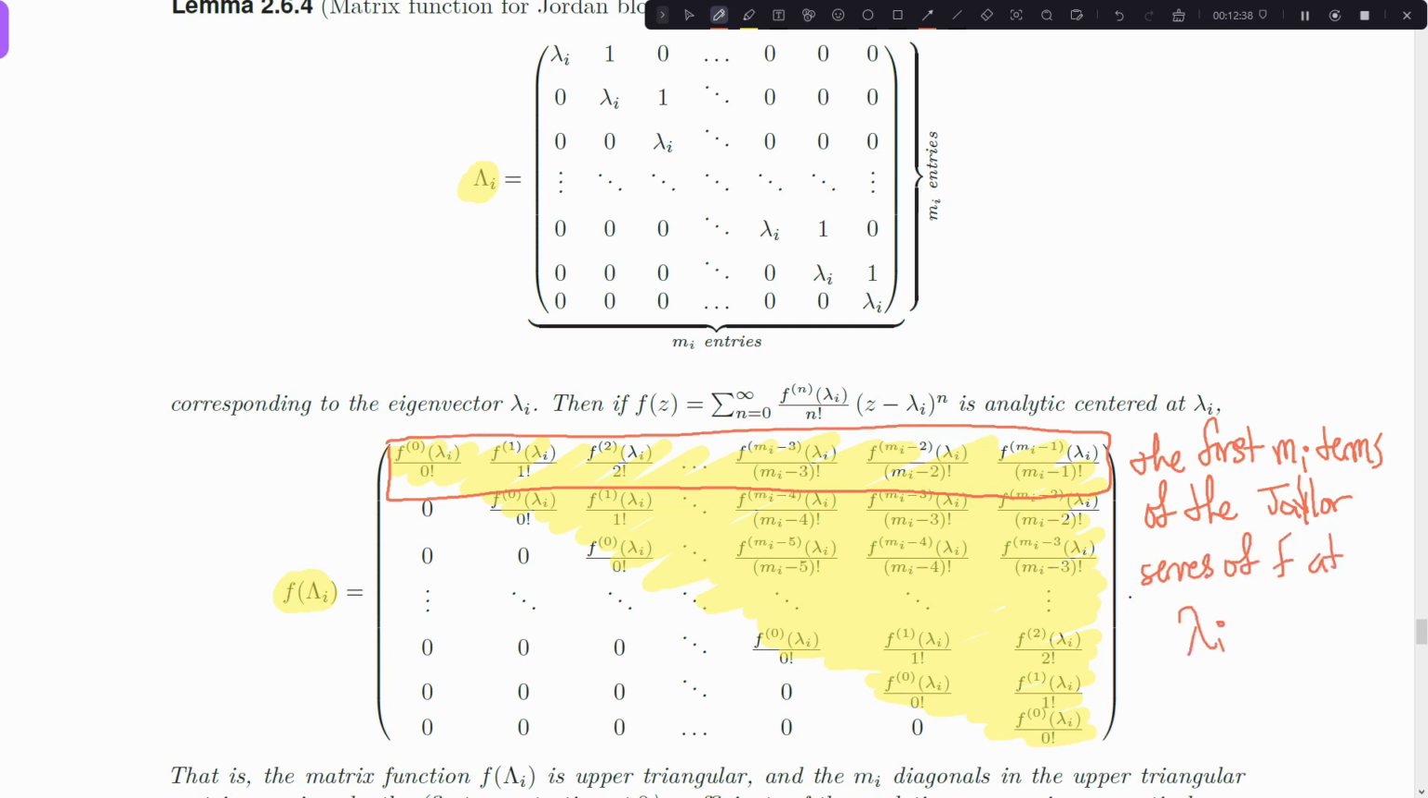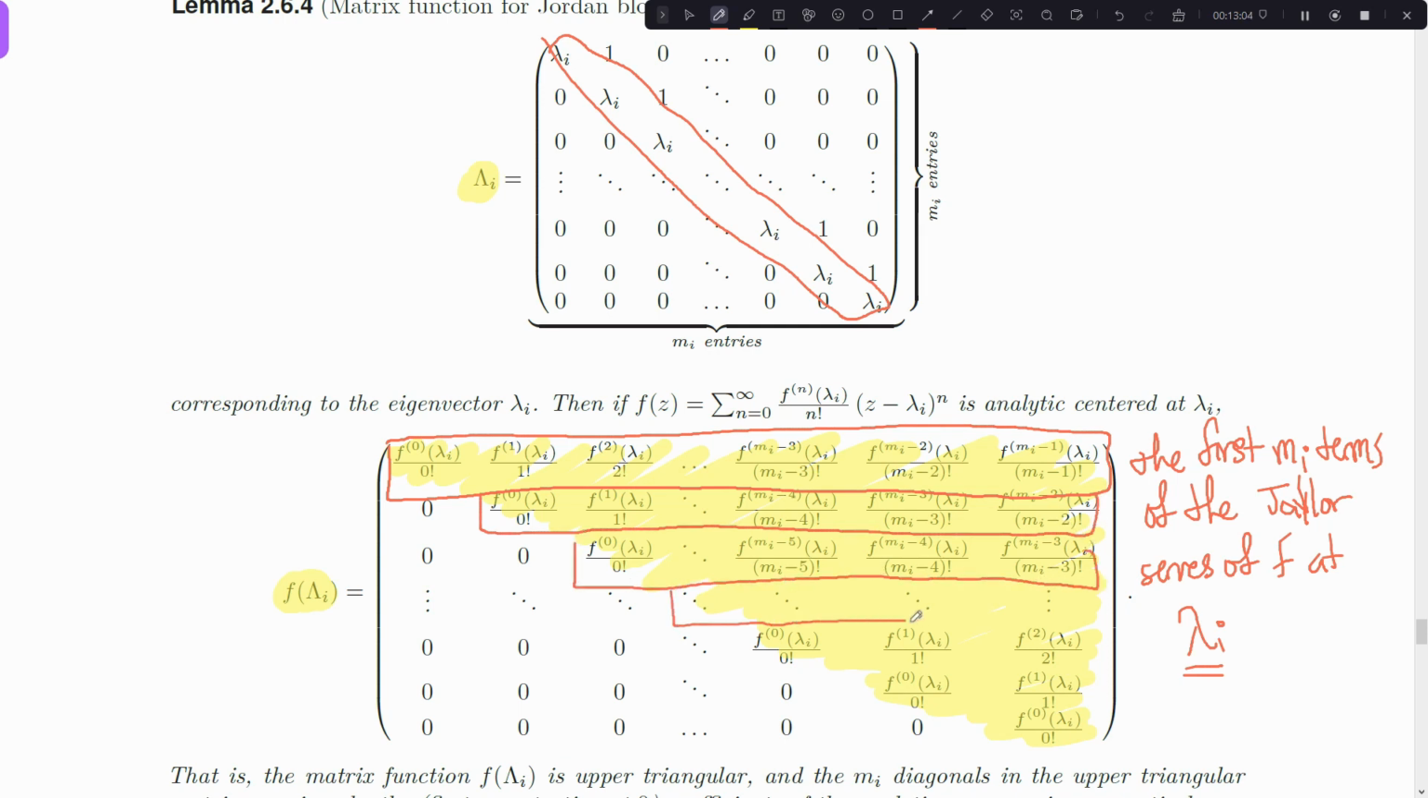Okay, so lambda_i, recall, is like this eigenvalue, right? It's the eigenvalue where my Jordan block is kind of pseudo-diagonalized at. And the image of f on a Jordan block is just the first m_i terms of the Taylor series, and actually those terms just shift to the right. Each time I jump down my block, I'm just shifting the Taylor series to the right. So at the end, I only have the first three terms, the first two terms, and the first term. Okay, so it's actually much easier to construct than it looks like, and it comes from the Taylor series.